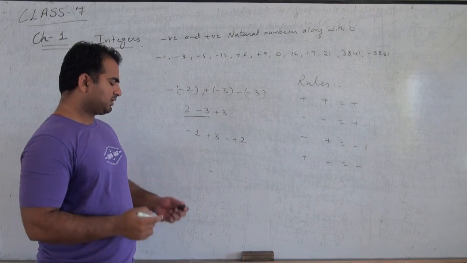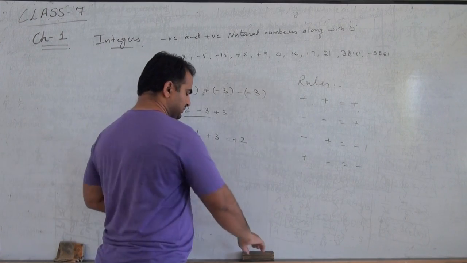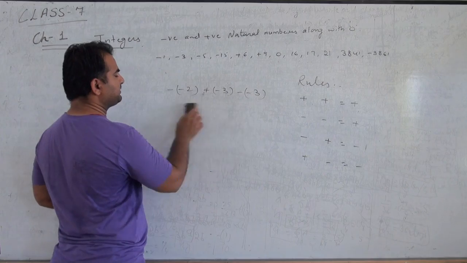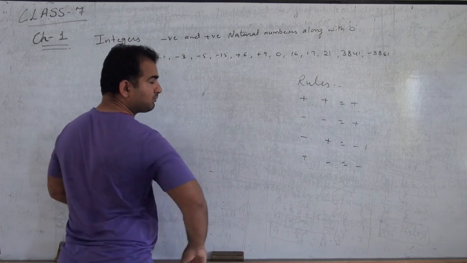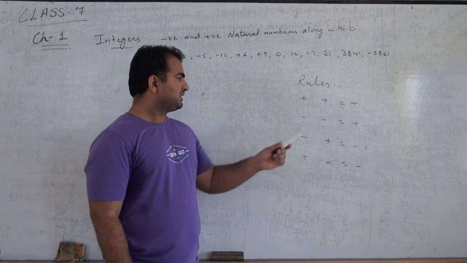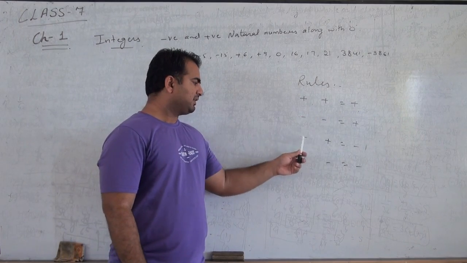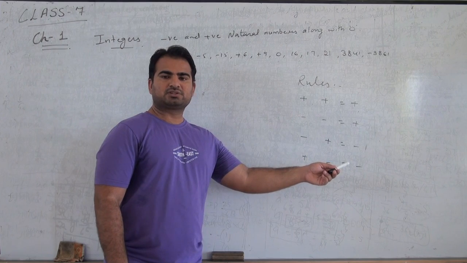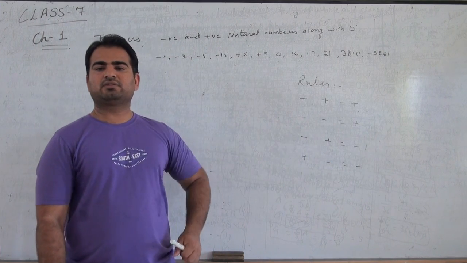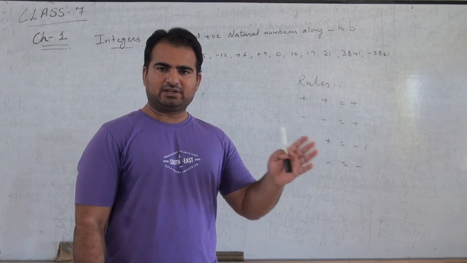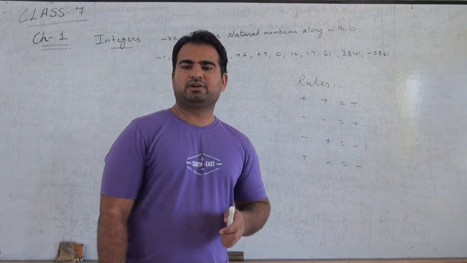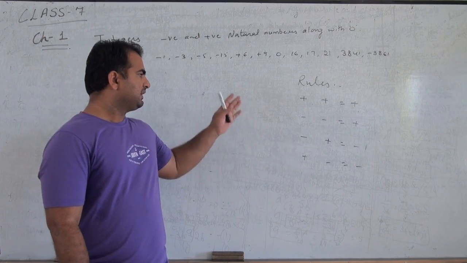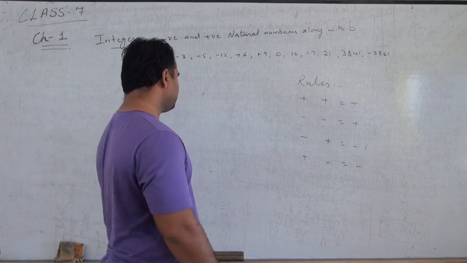Done? Okay. What you have to do is just remember the rules that same sign gives a positive answer. Same sign means we have to add, and opposite sign means we have to subtract. And the sign of the answer depends on what? It depends on the bigger digit. Okay. Next is what we have to do.